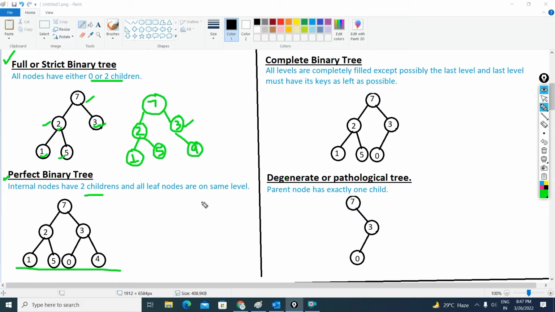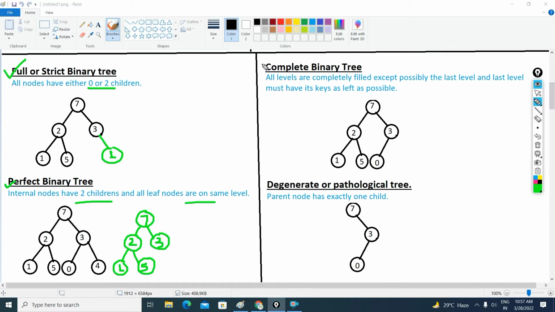Now, if I draw a tree with 7, 2, 1, 5, 3, and I ask you whether this tree is a perfect binary tree, the answer will be no, because in this all leaf nodes are not at the same level.